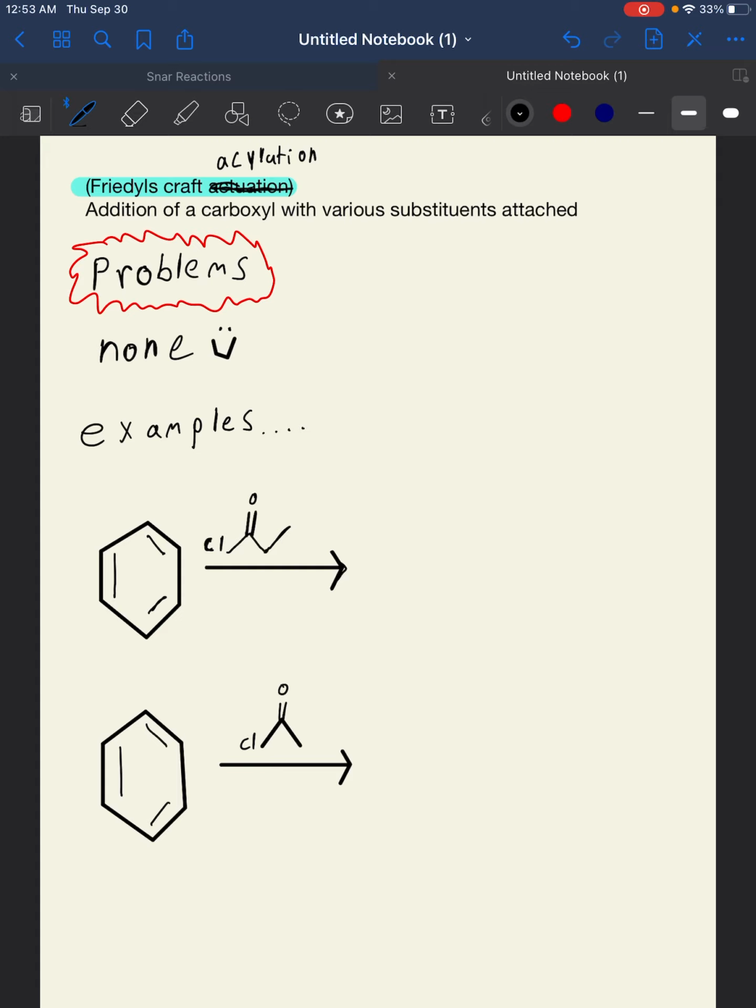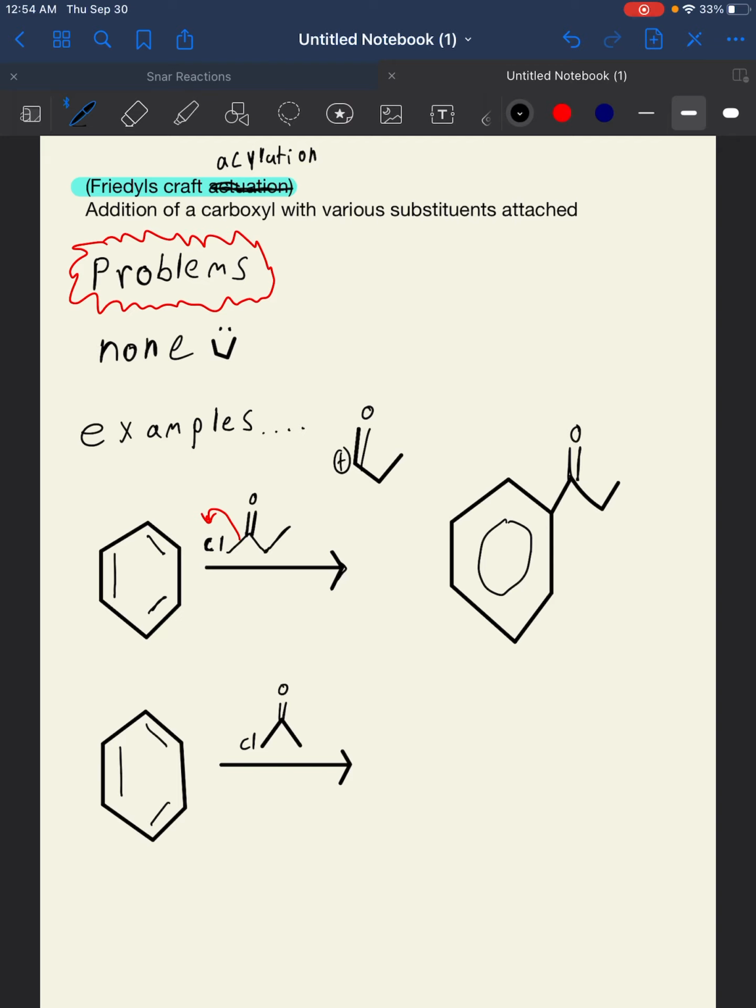Apologize about that. Now this is an addition of a carboxyl with various substituents attached. So how do these work? Well, if you have a normal benzene ring, what happens is the chlorine leaves, and then you get the intermediate, which would look like this. And then it attacks. Well, since it's just a benzene ring, it can attack anywhere. So, since there's no electron withdrawing group or electron donating group on here, we can just tack this bad boy on. And I'm going to attach it on here because that's an easy place to attach them on.